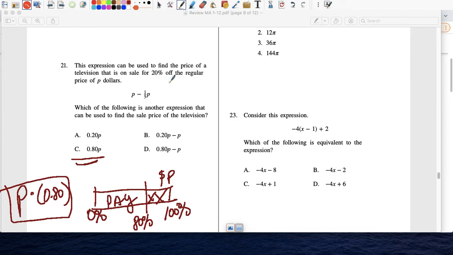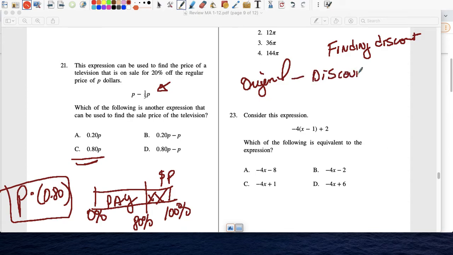Okay. Now what are they doing here? So here they're actually finding the discount. They're finding the 20%. 1/5, by the way, is the same thing as 20%. Agreed? So they're finding the discount, and then they're subtracting it from the original to find the final price. That's what they're doing here. But we want the more direct way. I don't know, not too many people do it this way.